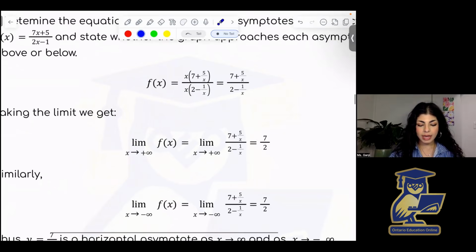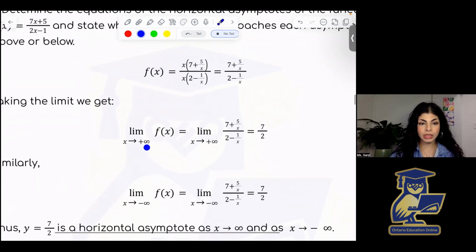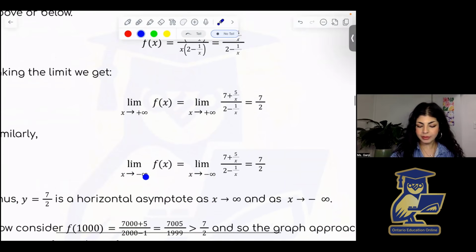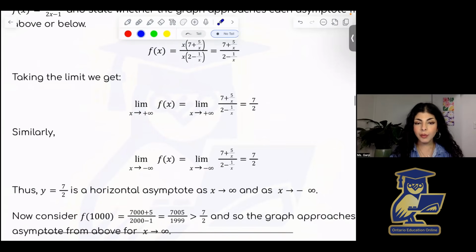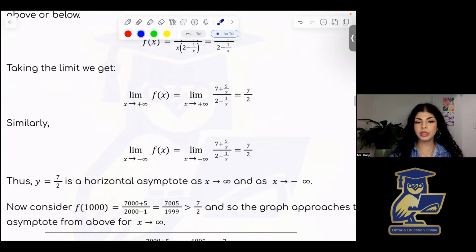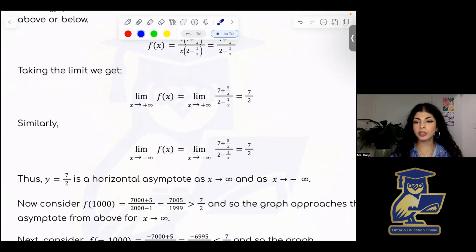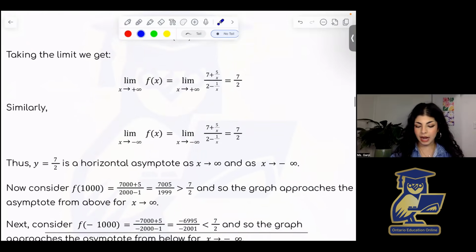So taking the limit now, first I'm going to start with positive infinity. Then we know these two are going to become 0, so then really we have 7 over 2. And similarly, from the left-hand side, same thing, and we have 7 over 2. So for sure, this is a horizontal asymptote, but now what is the behavior from positive infinity and then from negative infinity? How we find this is you pretty much just pick very large values and test it out.